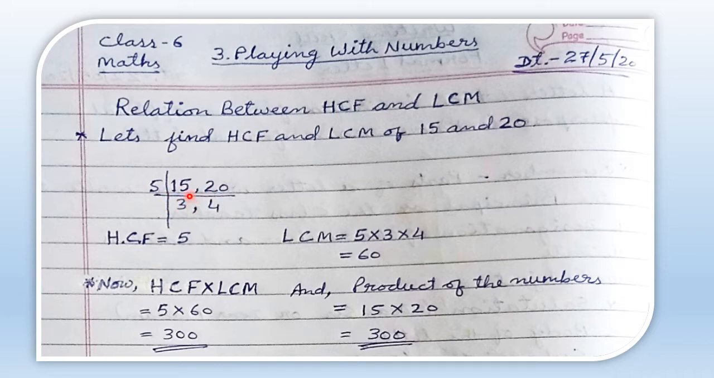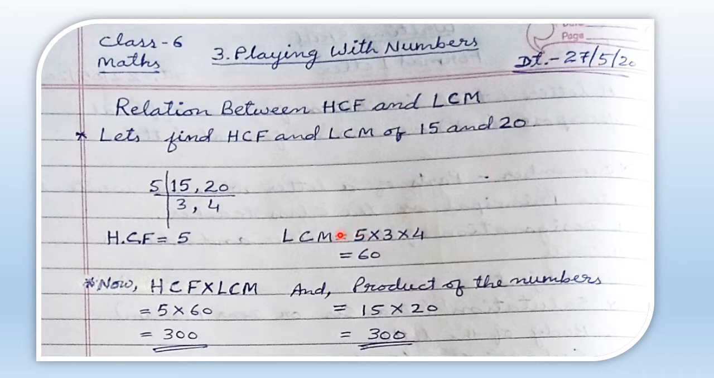5 times 3 is 15 and 5 times 4 is 20. Now you know that 3 and 4 do not have any common factor, so we'll stop here. Hence the HCF, highest common factor, we had only one here, 5. With 5 we could divide both of them. So here the HCF is 5.